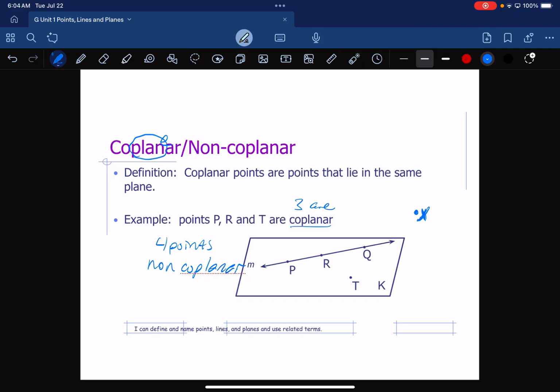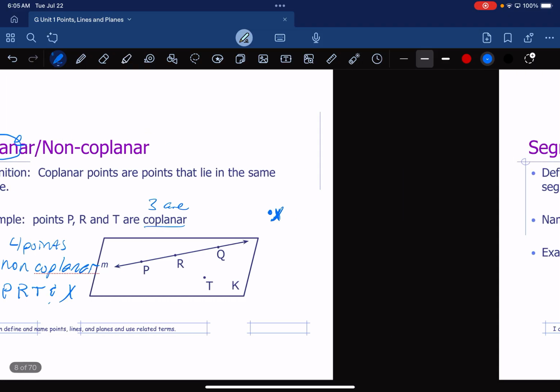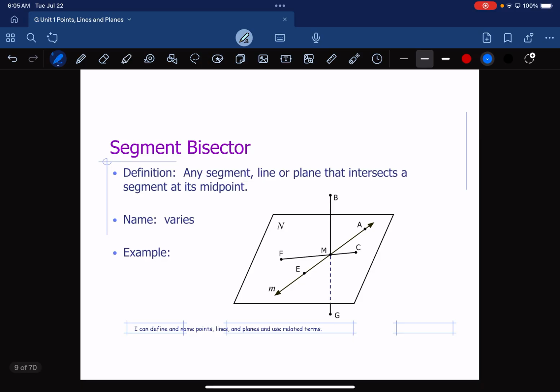So we would say P, R, T, and X are non-coplanar. Okay? Segment bisector. Well, any segment, line, or plane. Notice there are 3 things that can do the bisecting here. A segment can bisect a segment, a line can bisect a segment, or a plane can bisect a segment. And they do that by intersecting it at its midpoint.